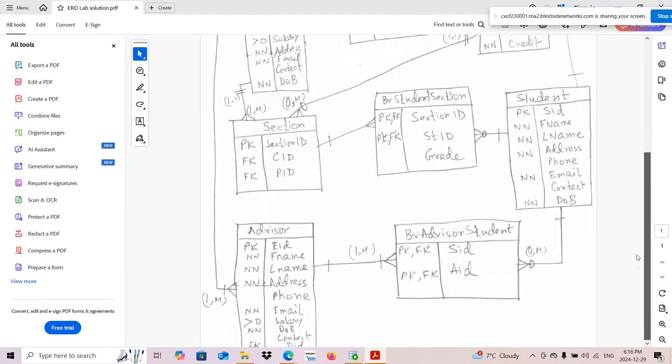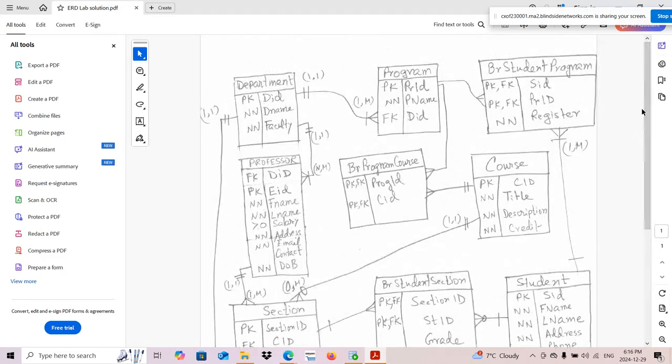Okay? So you read the business rules and you decide what should be your entities, what are the relationships, and you mention the participation or the cardinality. That is, what is the minimum and maximum participation.